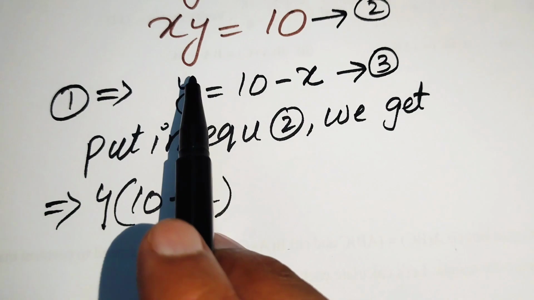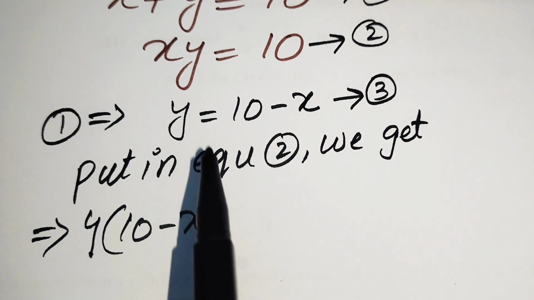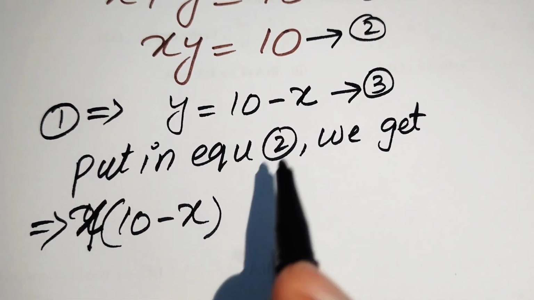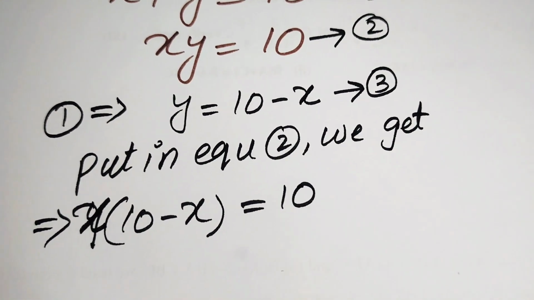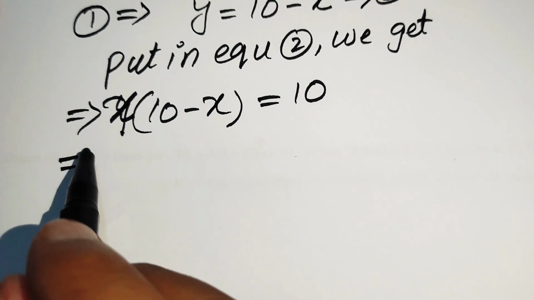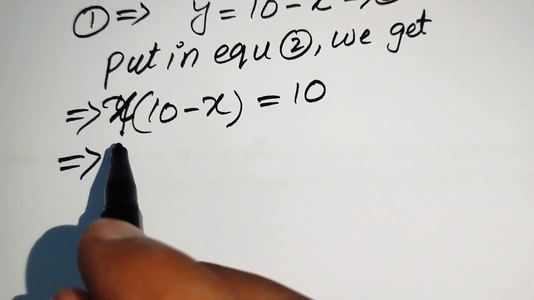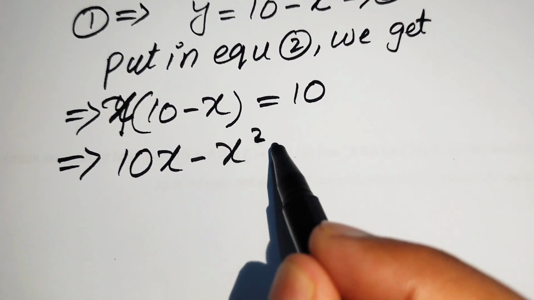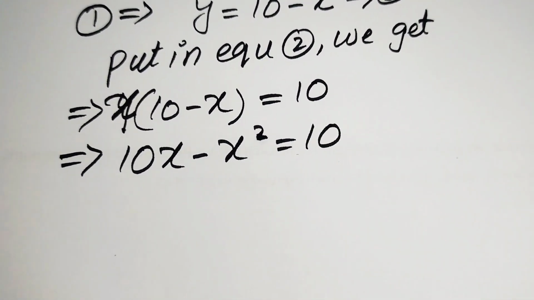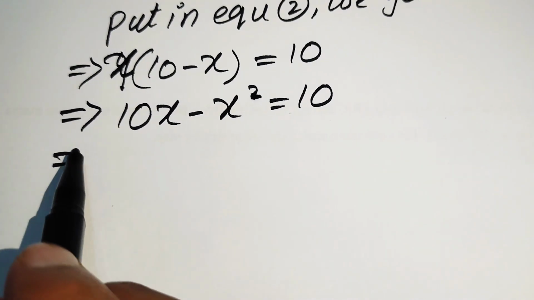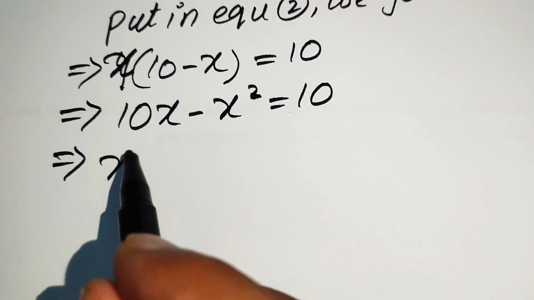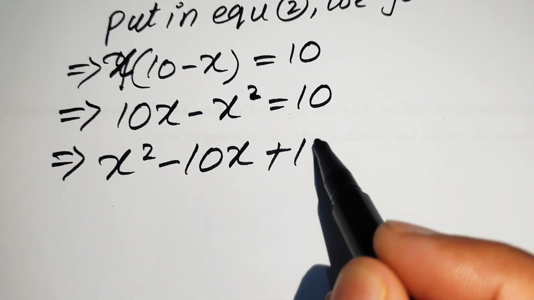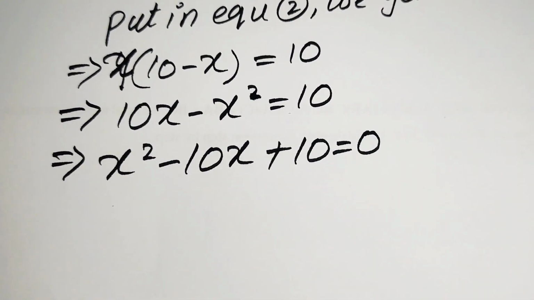Because we substitute the value of y here, y is 10 minus x. So this is our x times 10 minus x equals 10. Now we need to simplify this term, and we multiply this x on both of these terms, and it will be written as 10x minus x square equals 10. We need to rearrange the terms, and we move these two terms to the right hand side, and it will be written as x square minus 10x plus 10 equals 0.